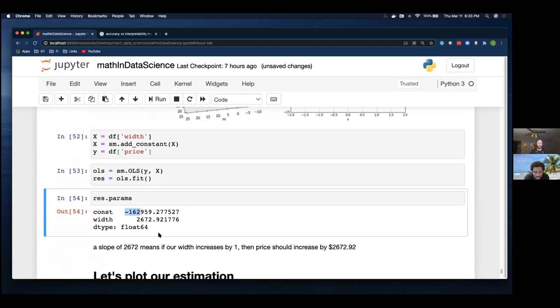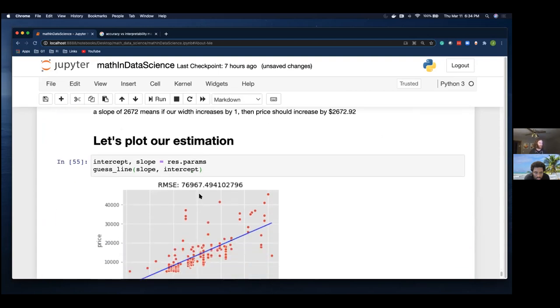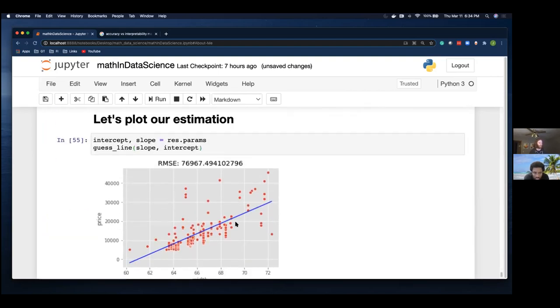I was showing that visualization about accuracy versus interpretability a little while ago. Linear regression is super interpretable, and that's its superpower. What this means is that if we increase the width by one, we would on average expect the price of the car to increase by $2,600. If we run this, we get a root mean squared error of 76,000. We see that the blue line fits the data pretty well.